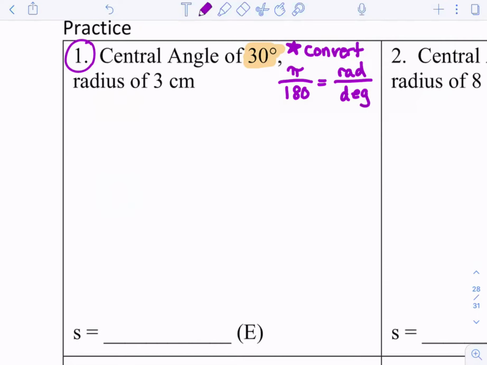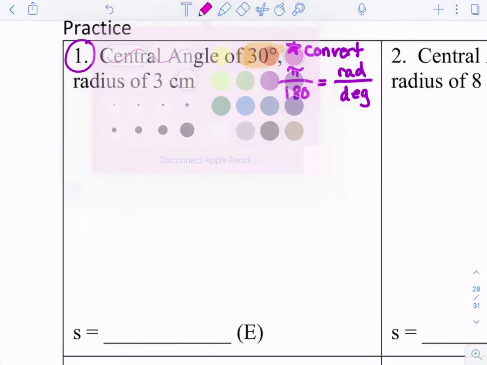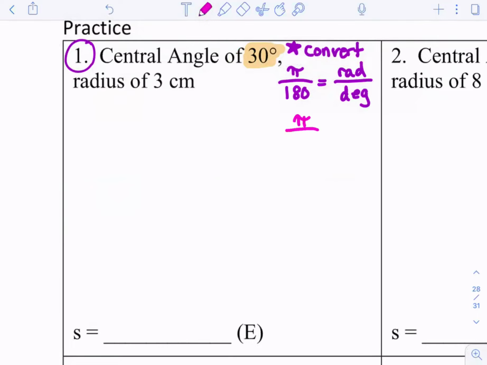So if we kept pi over 180, we're trying to figure out the radian, so we can make radian x over the degree, which is 30. Let's cross multiply. So we'll have 30 pi equals 180x. So we're going to divide both sides by 180. So we should get 1 pi over 60.